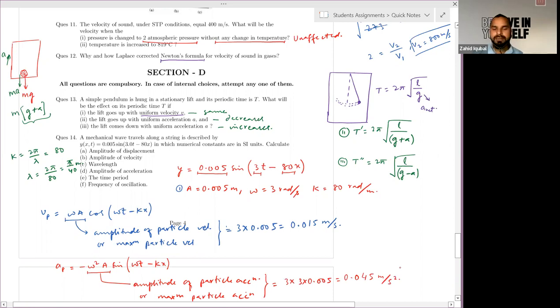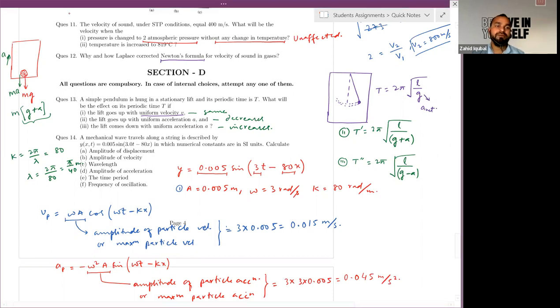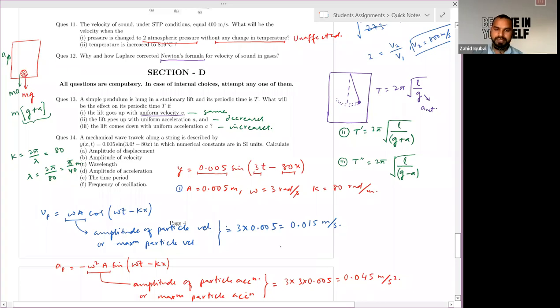Next, you have to calculate time period. According to the formula, for calculation of time period, we must need omega, and omega we have 3 radian. So omega is equal to 2 pi by capital T, or simply 2 pi into frequency nu. So T will be equal to 2 pi by omega, which is 3, or frequency is 1 by time period, so omega by 2 pi. It will be in seconds and it will be in hertz.